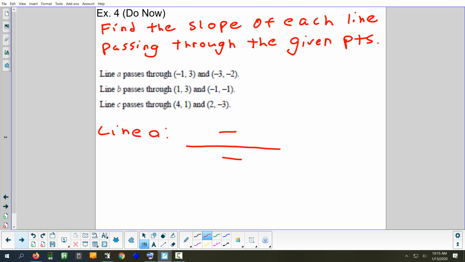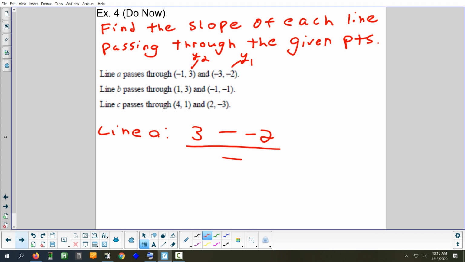What's Y2 in this case? 3. Okay, we could do 3. So he's calling this one Y2. So it's going to be 3 minus, what's going to go in this over here? 2. Yep. So that one was Y1.